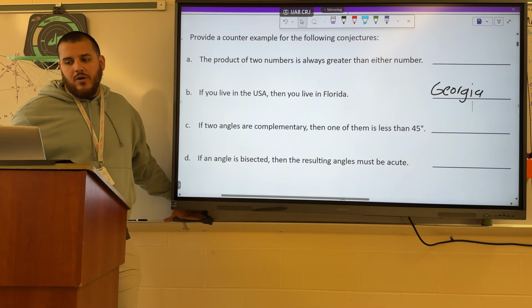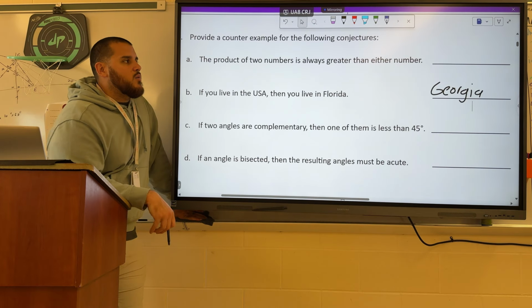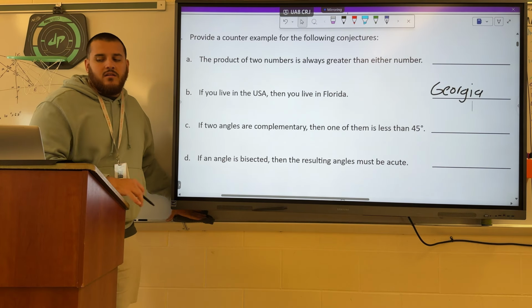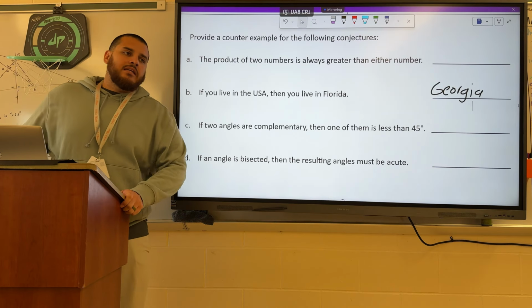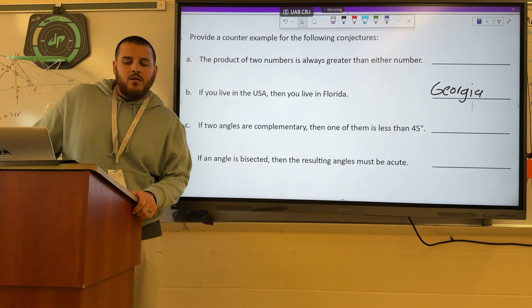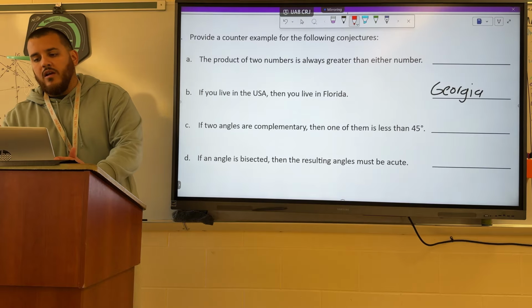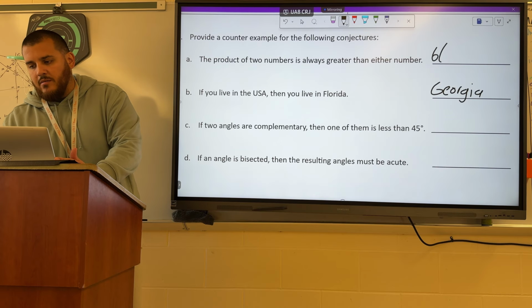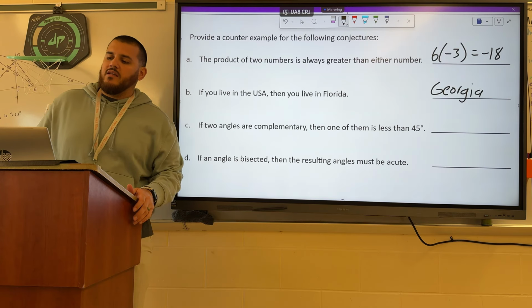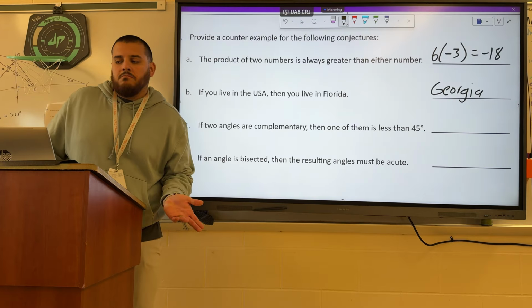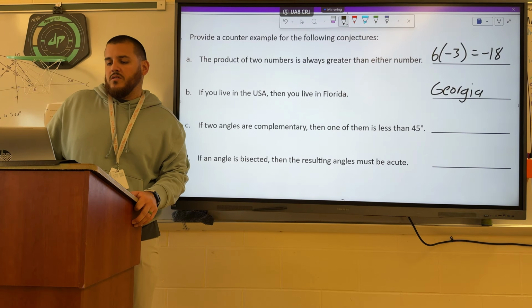In A, it says the product of two numbers is always greater than either number. That is not true anytime you multiply a number by 1, by 0, or by a negative number. For example, if I do 6 times negative 3, I get negative 18. And negative 18 is not greater than 6, so that proves that that conjecture is false.